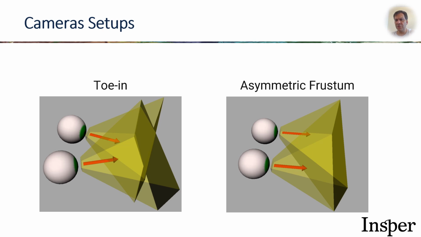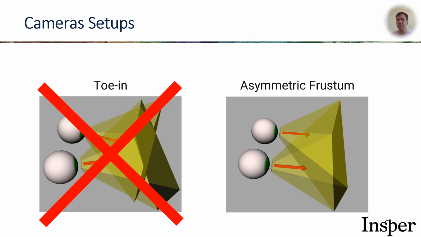In addition to positioning your cameras slightly side by side, you also need other specific configurations. One strategy is to employ the toe-in setup, where you rotate both cameras inwards. However, this setup isn't entirely effective when displaying on a flat surface. That's what we usually have.